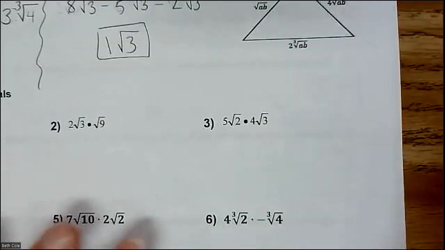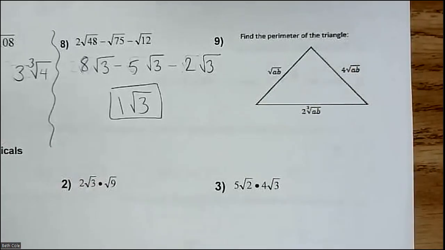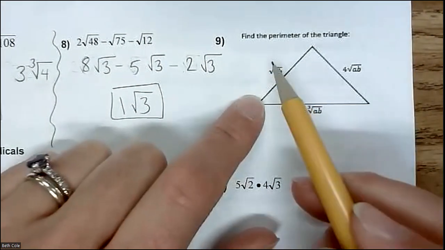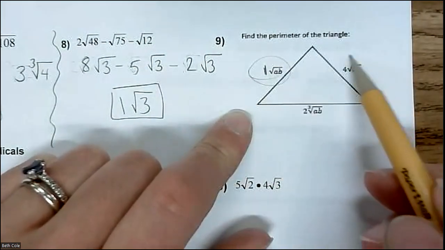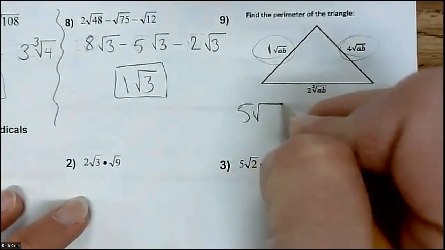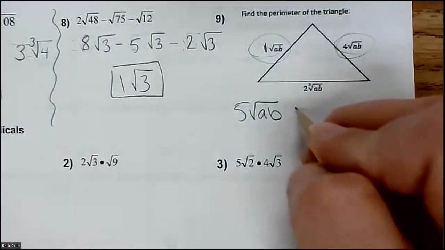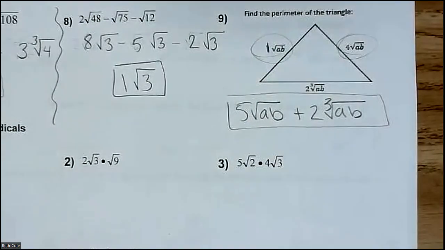All right, perimeter of the triangle. Perimeter means you add up all the sides. Two of those go together and the other one doesn't. Which two go together? Do you see how that one's a cube and these ones aren't? These two are going to go together, and I would put a 1 in front of that one. You have 1AB plus 4AB. That would give you 5AB, 5AB square root of AB. And then plus the last one that didn't combine, so just leave it alone.